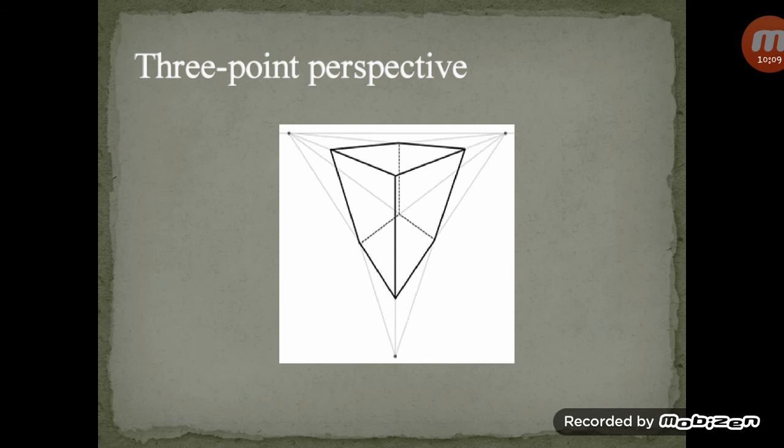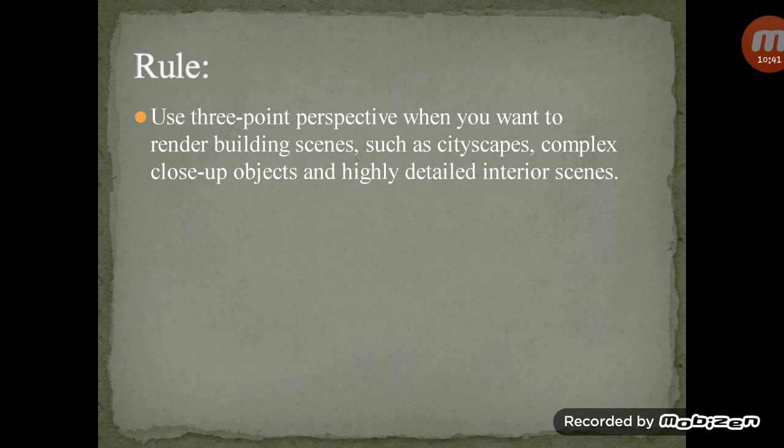When the third vanishing point is above the horizon, then an image is created from a worm's-eye perspective, that is, looking up toward the image from below. When it is below the horizon, a bird's eye point of view is created, where it feels as if you are looking down on the object from above. Rule: use 3-point perspective when you want to render building scenes such as cityscapes, complex close-up objects, and highly detailed interior scenes.